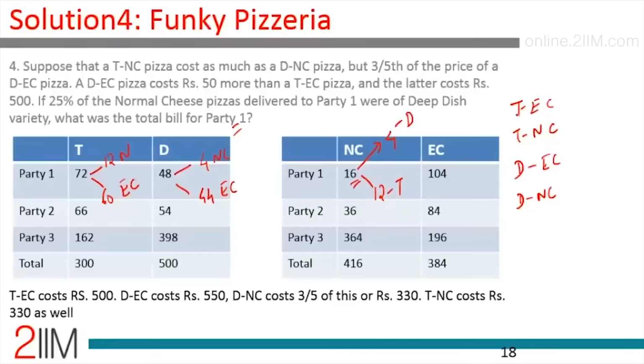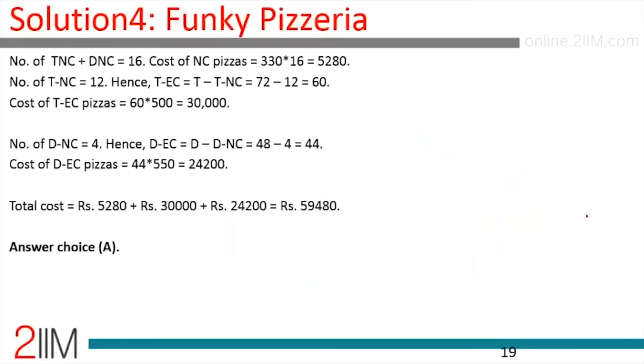So let's write down these numbers. I'm not going to do the actual multiplication. Thin crust extra cheese is 60. Thin crust normal cheese is 12. Deep dish extra cheese is 44. Deep dish normal cheese is 4. We know all 4 prices. We know all 4 quantities. Multiply, get that, and you get the final answer. I'm not going to do that part. That part is simple enough.